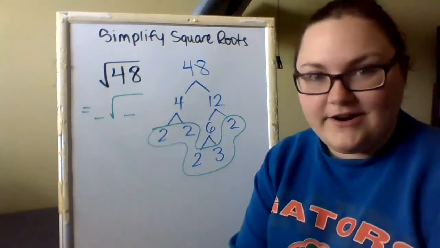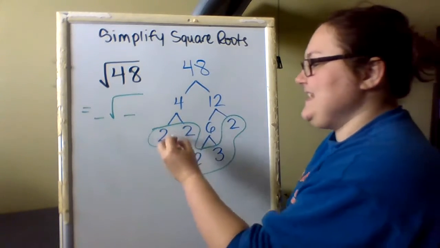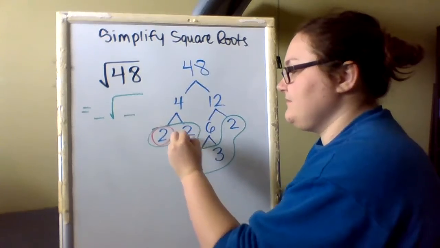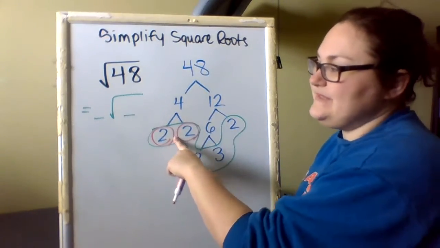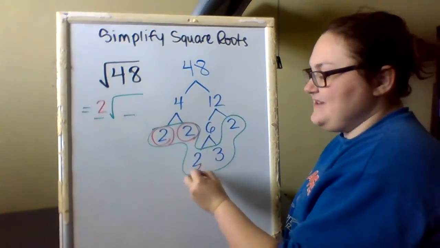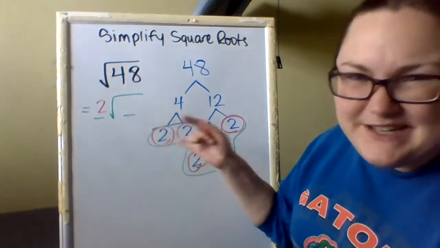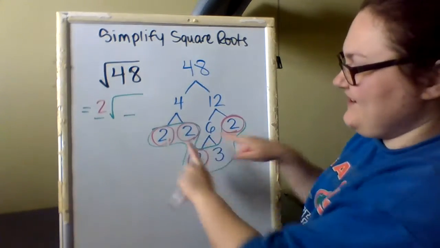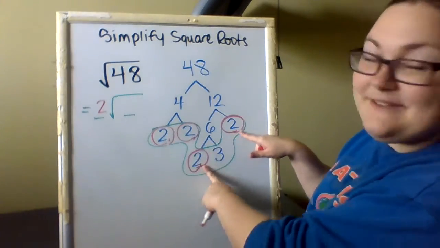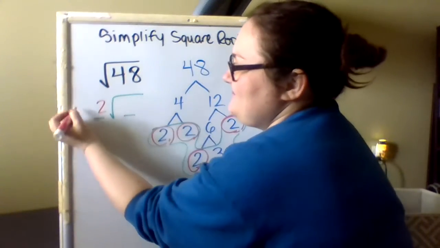What we're looking for are pairs. So looking through all of these numbers here, I see I have a pair of 2's. One pair of 2's means one 2 goes outside. I also see I have another pair of 2's. Sometimes students think that the numbers need to be next to each other. They don't. I've got a pair of 2's here. I've got a pair of 2's here. Because I have another pair of 2's, I'm going to put a second 2 outside.